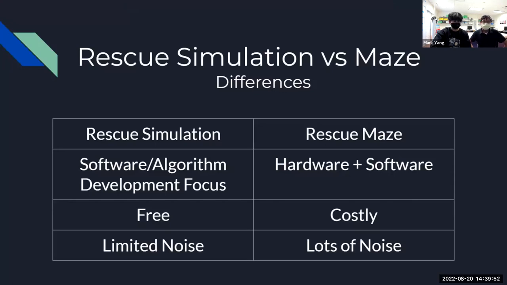Rescue simulation is free, so you can download the simulation software without any cost. And rescue maze, it is costly because you need to purchase the parts for designing the robot. Rescue simulation has very limited noise from the sensor data, while rescue maze can have a lot more noise because the hardware sensors are not perfect.